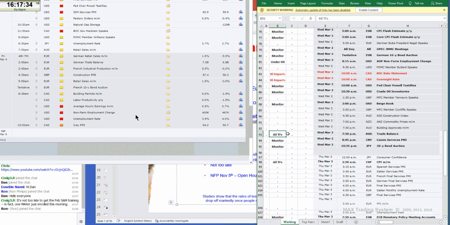Okay, and the monitor ones are there to watch out for, to give you a bit more background on what's actually happening around the world. Okay, I think that's it.